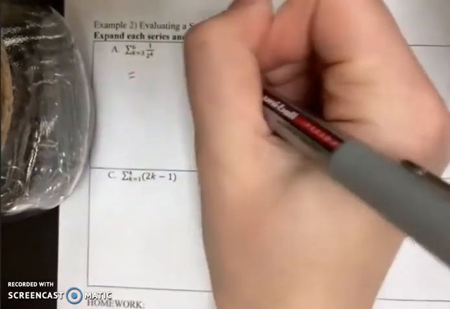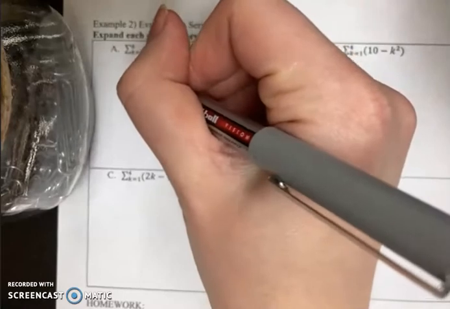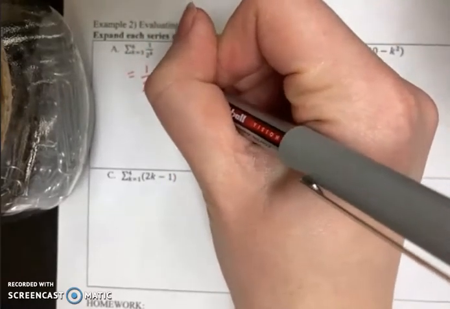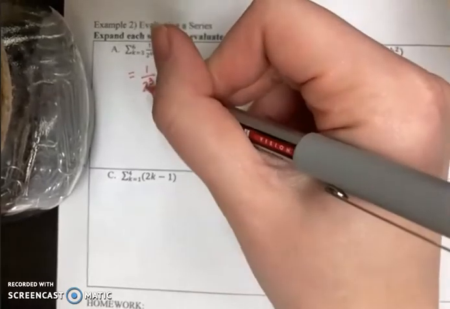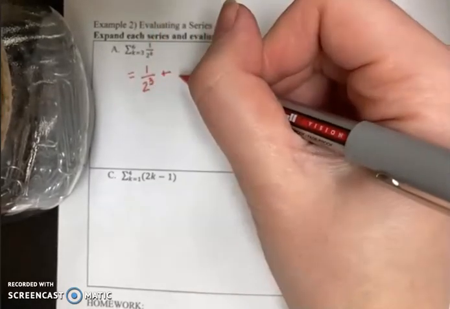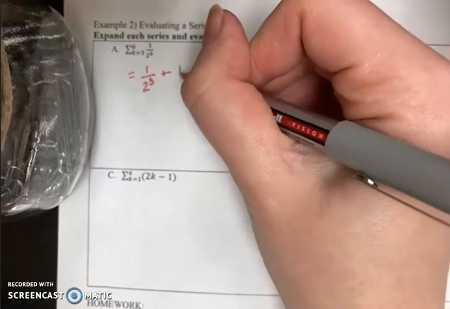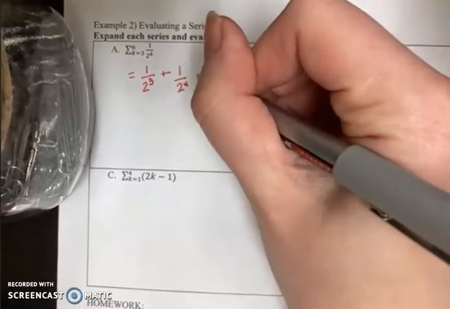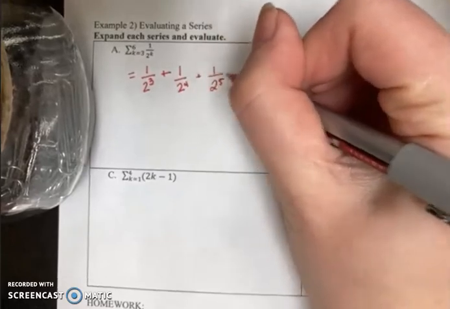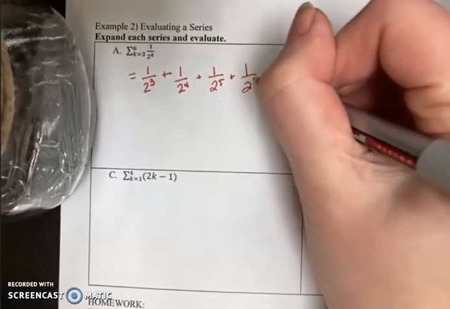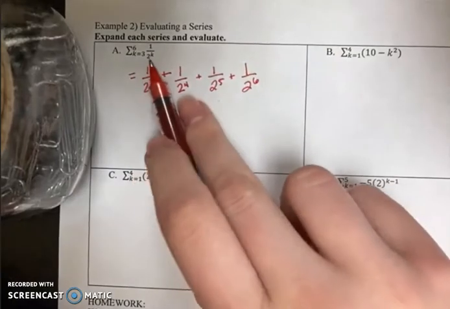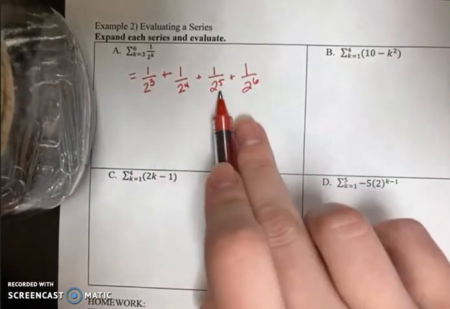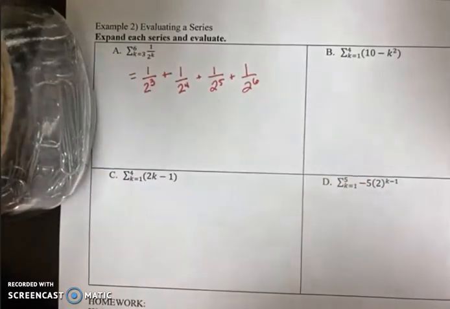So I'm going to put my first term, 1 over 2 cubed, plus, because it's summation, that's 3. Now it's time for 4. So 1 over 2 to the 4. Keep going till we get to 6. Plus 1 over 2 to the 5th, plus 1 over 2 to the 6th. So you can see here, I used my rule. I started plugging in at 3, and I kept going until I got to the upper limit of 6.